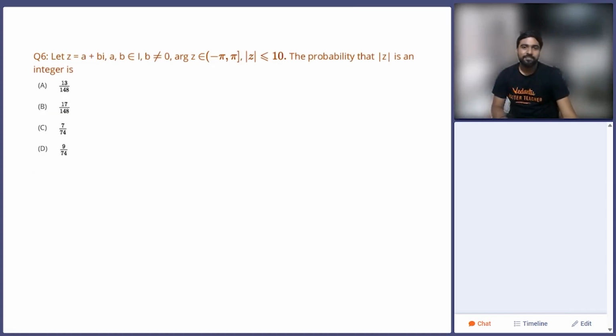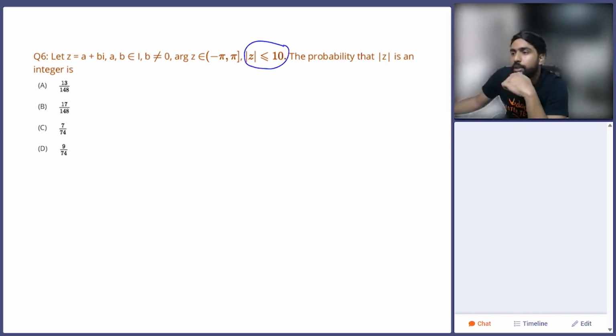Okay. Moving on. What do we have? So I have been told that Z is a complex number a plus bi, where a, b belong to integers. The argument lies between minus pi to pi. Modulus of Z is less than or equal to 10. All right. Find the probability that modulus Z is an integer. So now, first of all, I need to get the sample space, which is modulus Z less than or equal to 10.